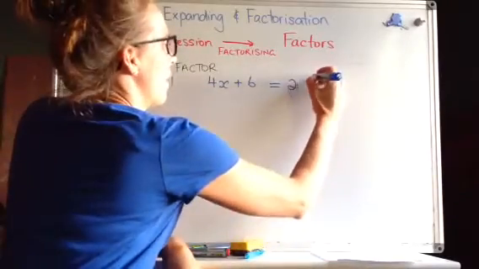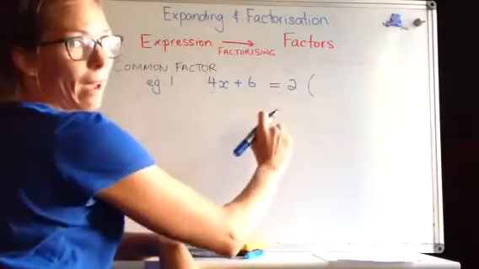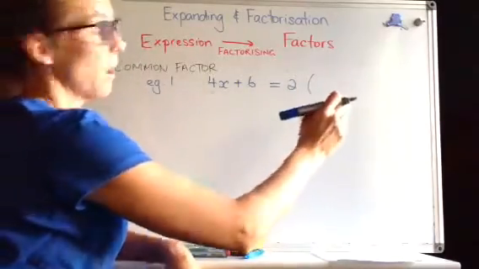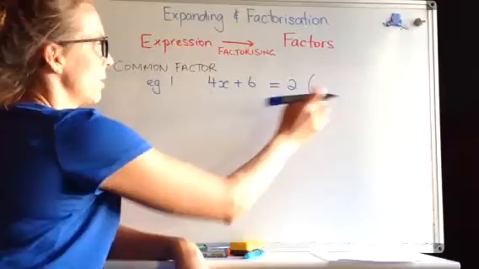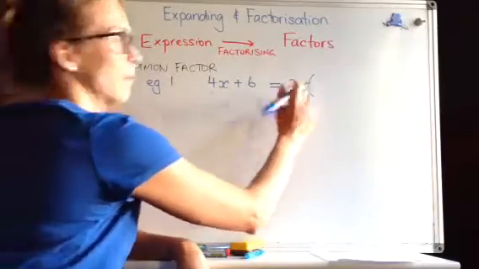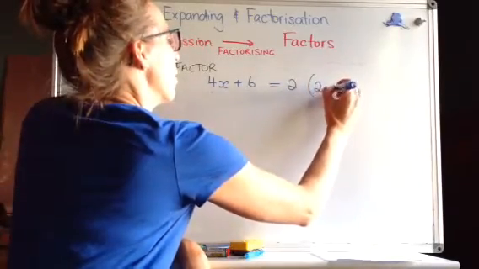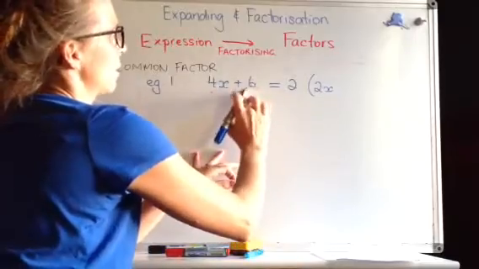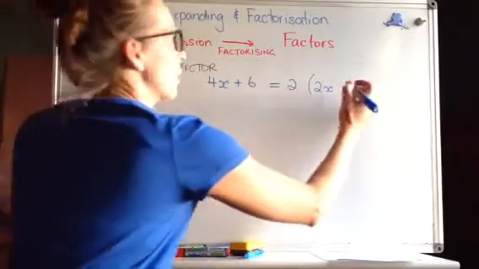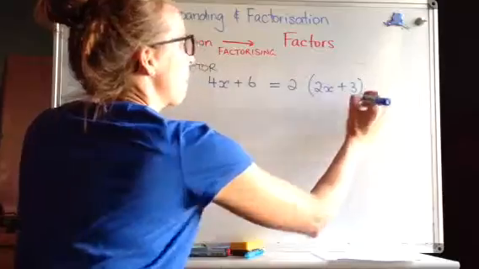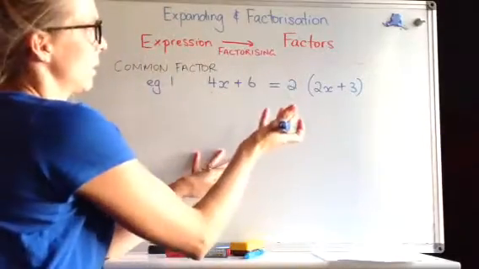So I put 2 and then I open a bracket because that's one of my factors, and whatever's in the bracket is going to be my other factor. To work out what goes in, I go 4x divided by 2, and that leaves me with 2x. And then 6 divided by 2 equals 3, so 2x plus 3. Okay, so you can see that it's the opposite.